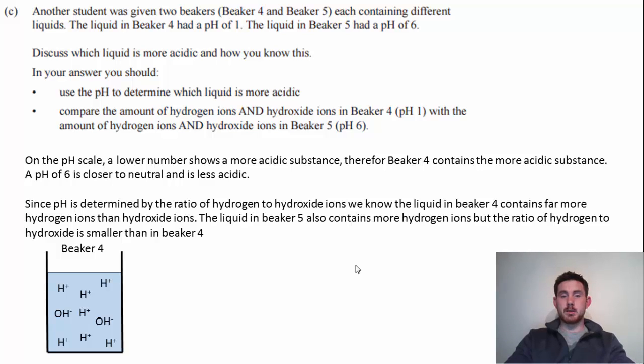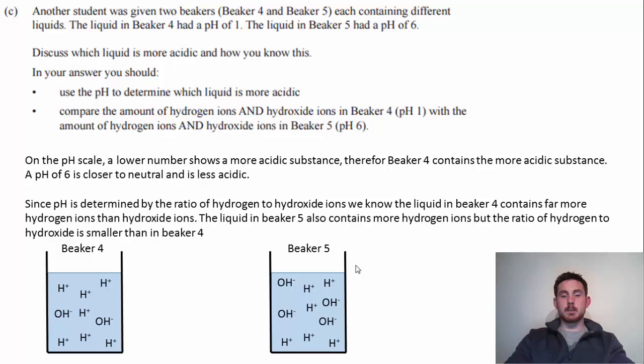By comparison, beaker 5, it still contains more hydrogen ions, but the ratio of hydrogen to hydroxide ions is lower. So there's more hydrogen ions than hydroxide ions. And you can see that in the diagram here. We've got 1, 2, 3, 4, 5, 6 hydrogen ions, but 4 hydroxide ions. So a ratio closer to a 1-to-1 ratio. But the fact that there are more hydrogen ions than hydroxide ions still indicates that it would have a pH less than 7. It would be acidic.